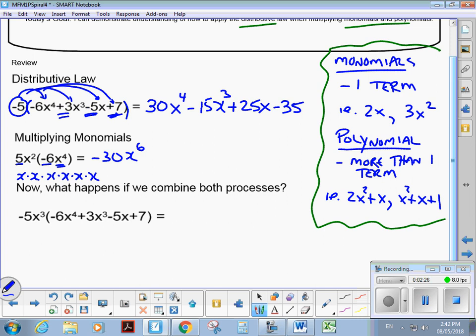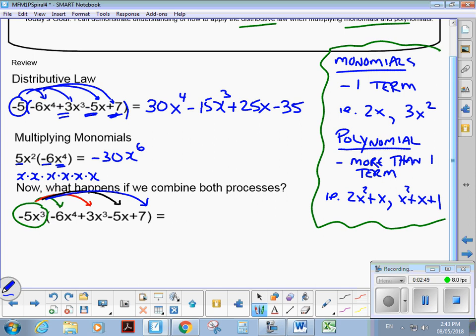Now we're going to mix these. All right, we're putting them together into one process. So we just got to be careful. So it's basically taking a monomial and multiplying it by that monomial, and then multiplying it by that monomial, and then that monomial, and then that monomial. All right, so we do it one at a time.